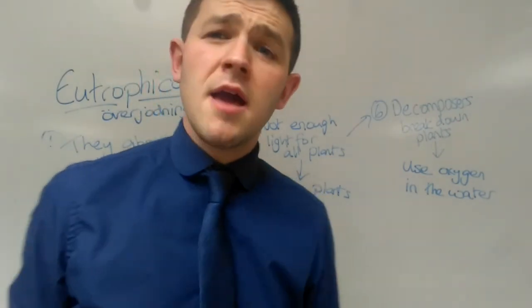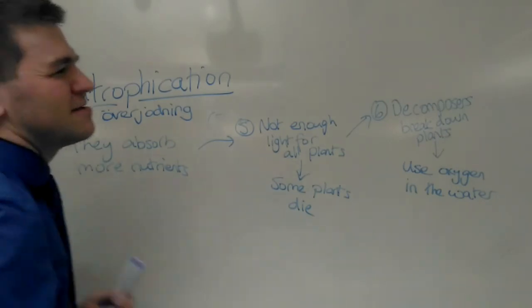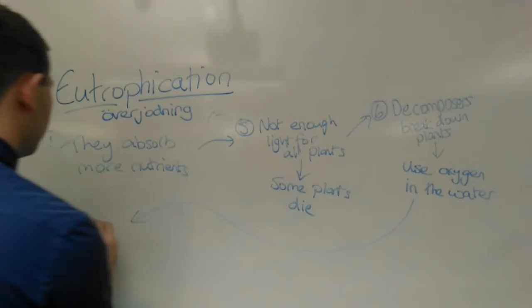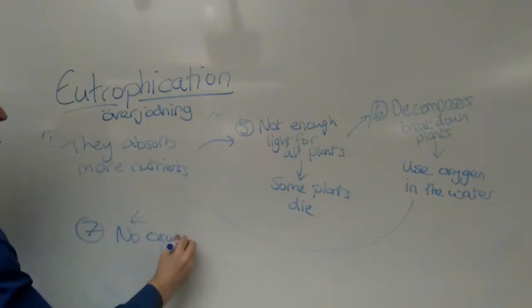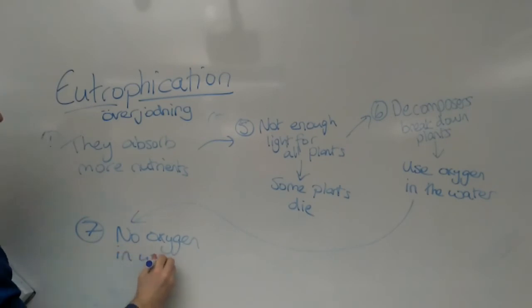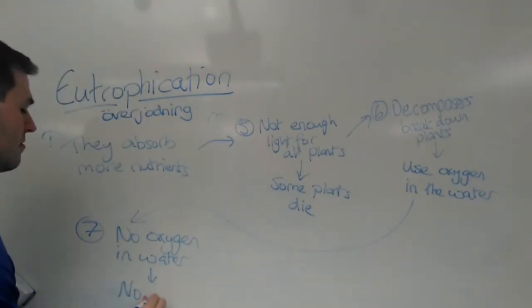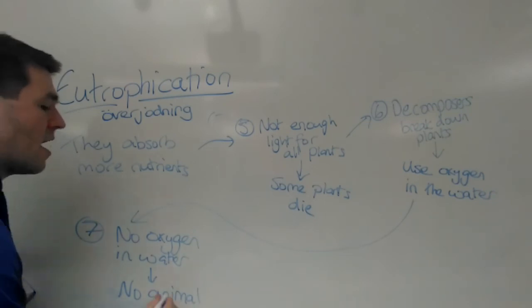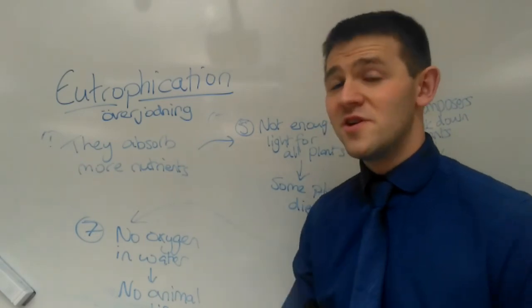It's all right. That's okay. There's bacteria. They need to break down. That's fine. But it's not fine. But then, number 7, no oxygen in water. And if there's no oxygen left in the water, there can be no animal life. We've broken the food chain.